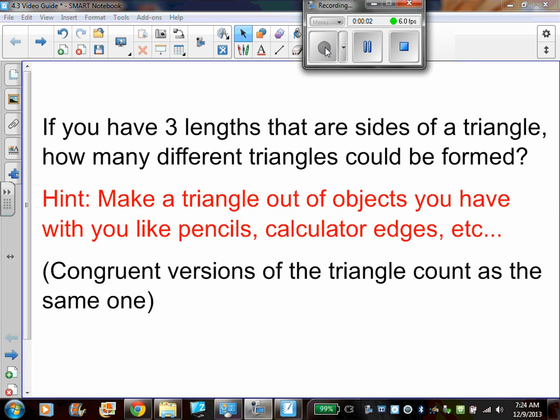Alright everybody, welcome to the next video. This one's covering section 4.3, proving triangles congruent by side, side, side. Talk about what that means coming up.